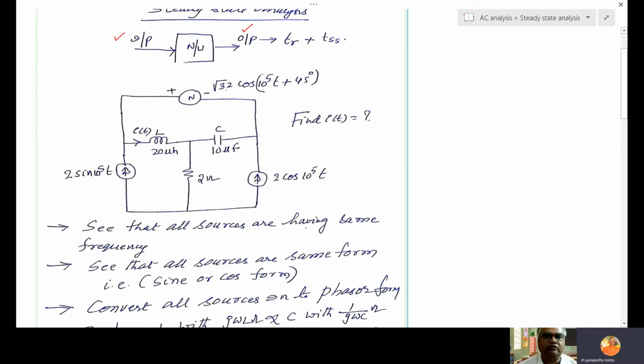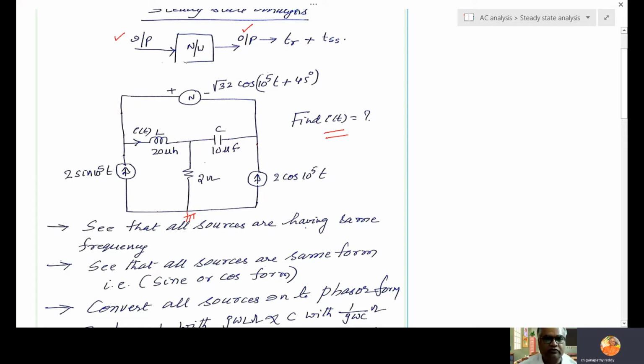I have taken one AC voltage source, root 32 cos 10 power 5t plus 45. Resistor is there, inductor is there, capacitor is there. In this inductor we have to find the current I of t. And this is an AC current source, 2 cos 10 power 5t. This is 2 sin 10 power 5t, another AC current source. Of course, this is the ground. So the question is to find I of t.